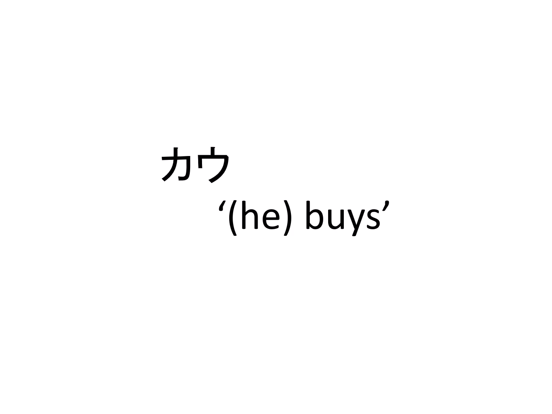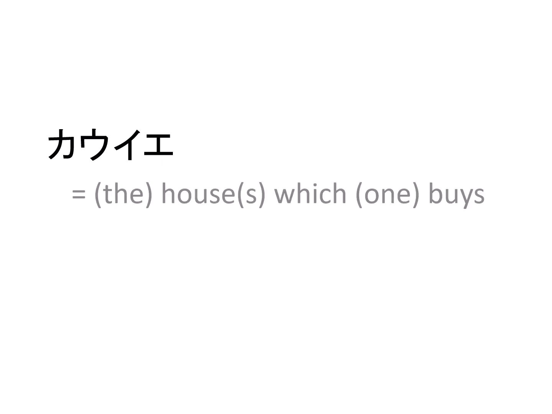Try to read and translate. Kauie. Kauie can be translated as the house which one buys. Here's another letter, ki.